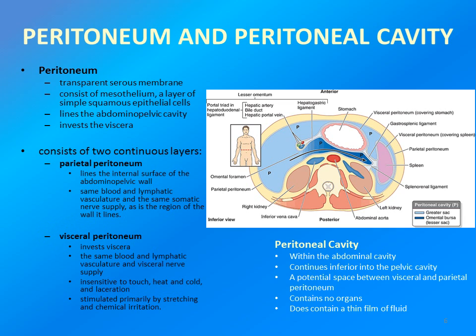Technically, it contains no organs, but it does contain a thin film of fluid, and it is contained within the abdominal cavity. Looking at our figure, we have parietal peritoneum lining the abdominal pelvic wall, and the visceral peritoneum lining the organs. Again, the potential space in between is the peritoneal cavity, and it contains a thin film of fluid, but the cavity itself is within the abdominal cavity.